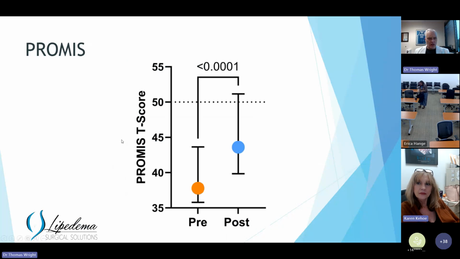So we looked at PROMIS, which is an NIH developed toolkit that measures all sorts of patient outcomes. And we specifically looked at the PROMIS mobility factors. And a normal would be 50, and our patients had significantly limited mobility prior to the surgery, and then after the surgery, it improved highly statistically. The improvements in mobility were about double to triple what we see from a total knee replacement.